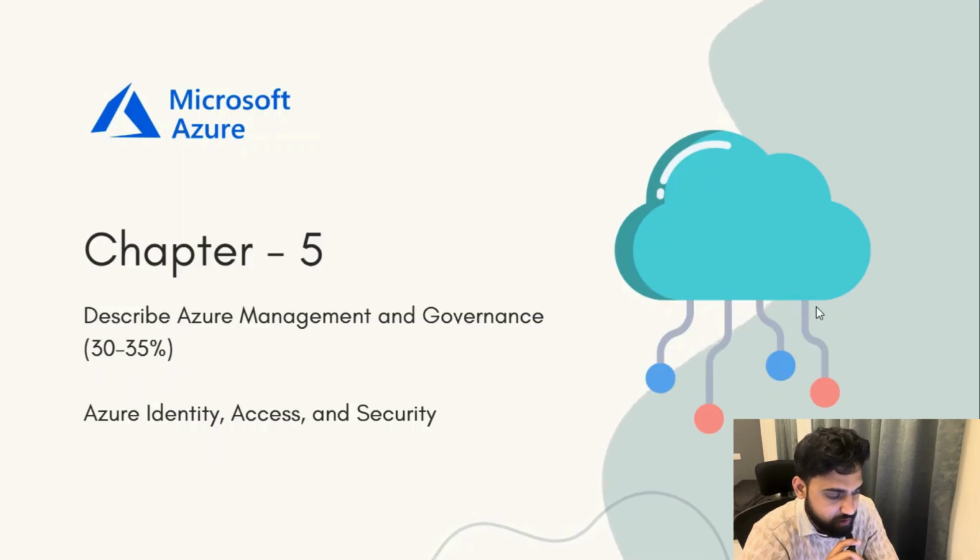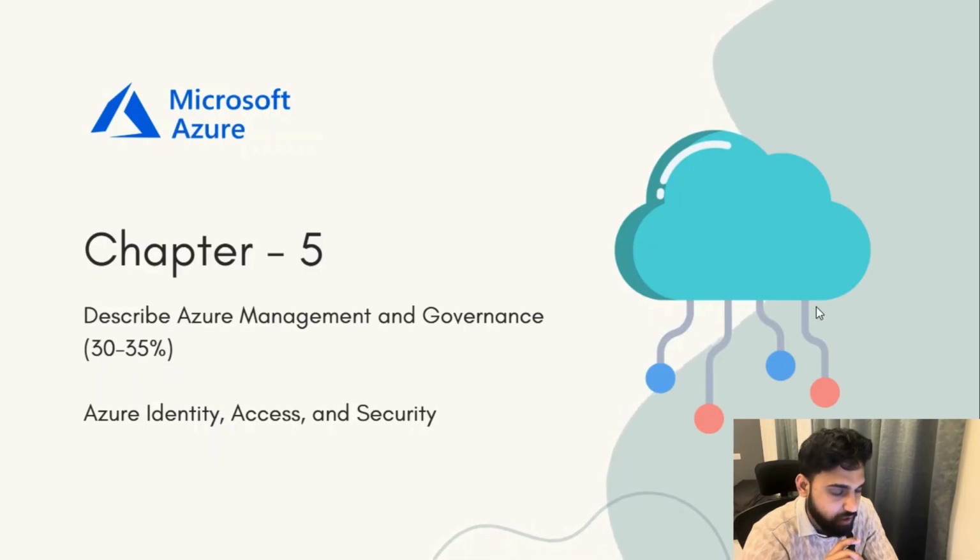In this video particularly, we are going to start the third module, which is describe Azure Management and Governance. This is the last module. Like in the AZ-900, the whole course is divided into three modules. In the first one we discussed the basic cloud concepts, like what is cloud, what are the benefits of the cloud, types of cloud. All these things we discussed in module 1.